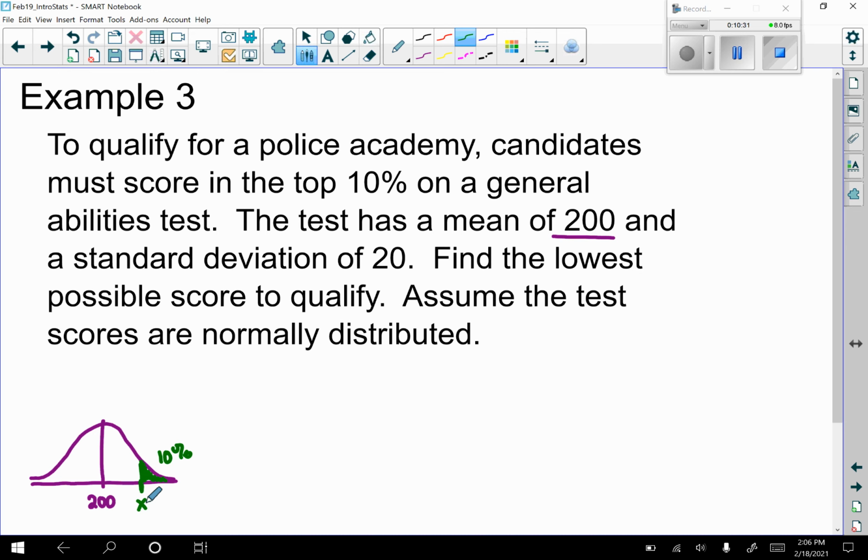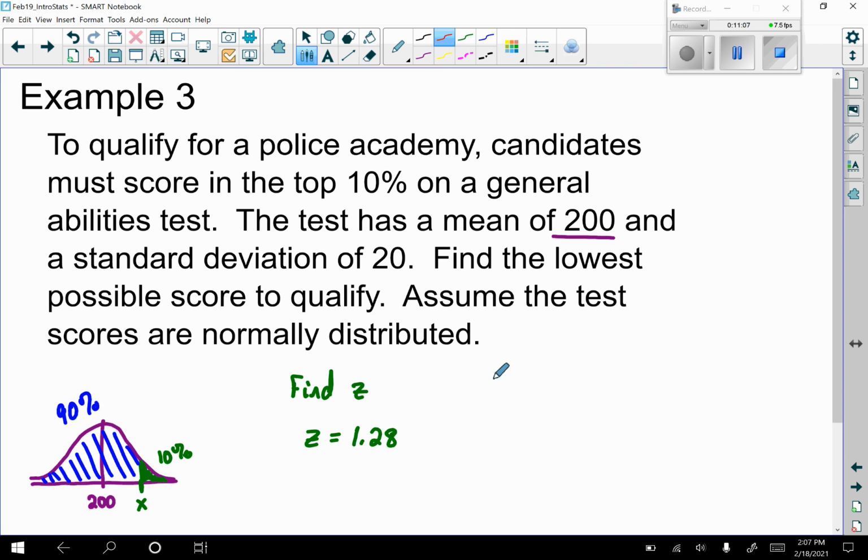But remember, area is going to give us the Z value first. So again, we need to find Z using the area. So kind of like the last problem, I need to type in the area to the left of this data value, which is a lot easier of a calculation. If 10% is above it, 90% is below. So go ahead and type that in. And here we should be getting a 1.28 for Z.